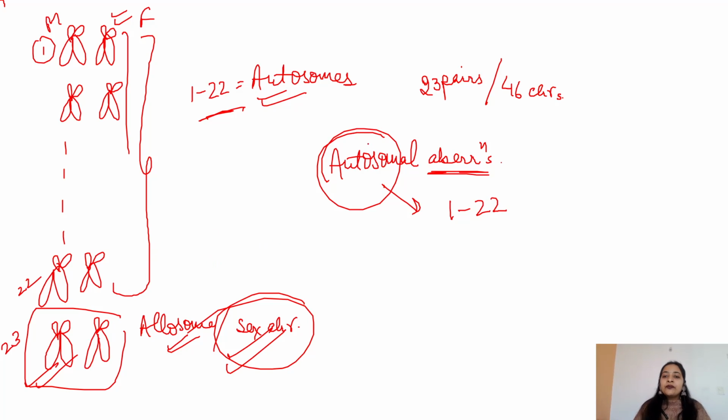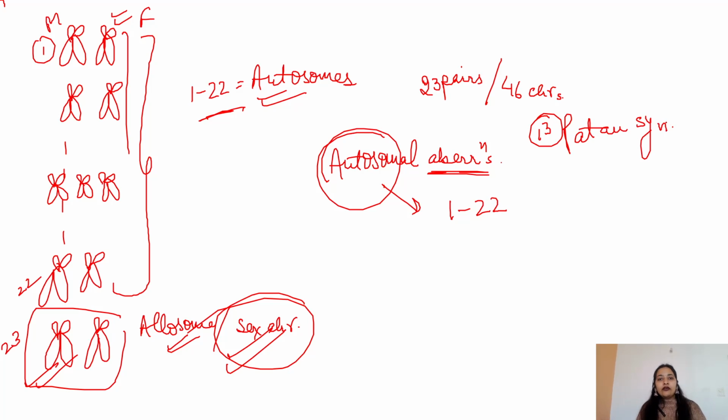For example, suppose we have chromosome pair number 13, and if there is an error over here, suppose rather than two chromosomes in one pair, we have three chromosomes, then it is known as Patau syndrome. Right, I will be dealing with all this monosomy, trisomy, everything in our next lecture. But today I am telling you how autosomal aberrations and sex chromosomal aberrations are differentiated.